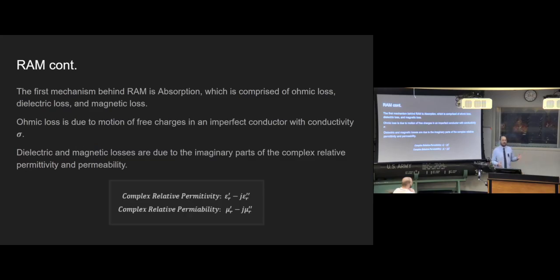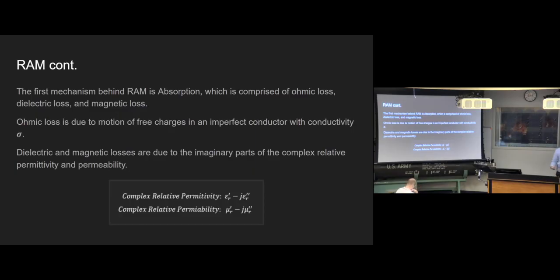The first mechanism behind radar absorbent material is absorption. Basically what that means is the energy came in and went nowhere. It got turned right into heat, which is good unless you start being too efficient, you make too much heat, and now I can see you with my infrared satellite, but that's a whole other problem. So the first mechanism is absorption, but they have three components of absorption.